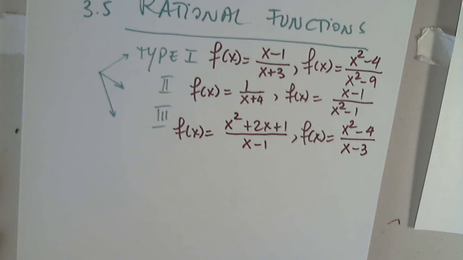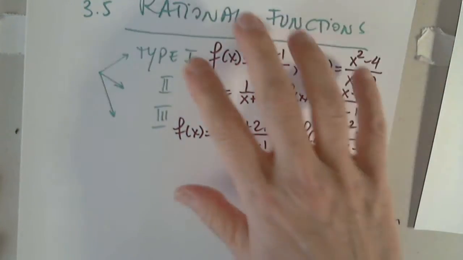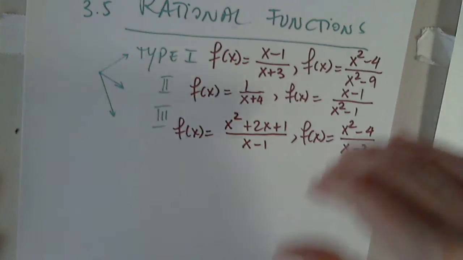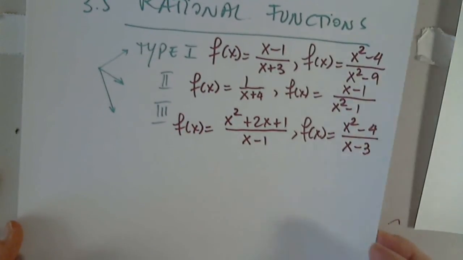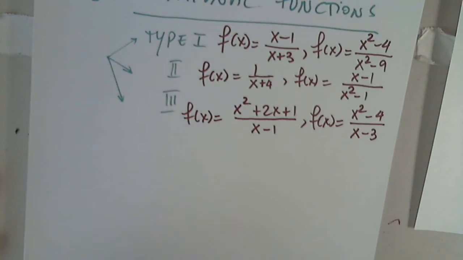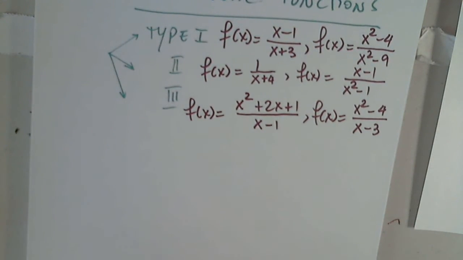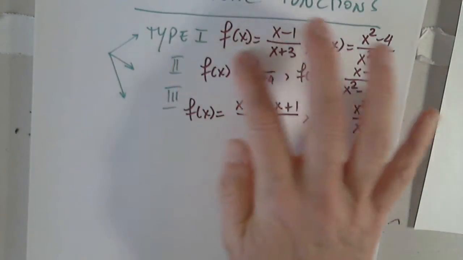Are there other types of rational functions more than type 1, 2, and 3? Yes, but they're way above our heads in this class. We're not going to look at more than these 3 types. And if you take calculus after this, like Math 230, you're going to see more details and a slightly different approach.